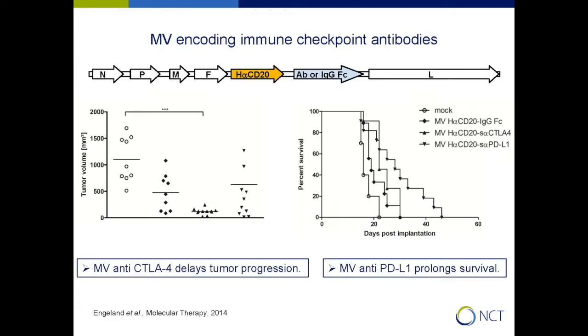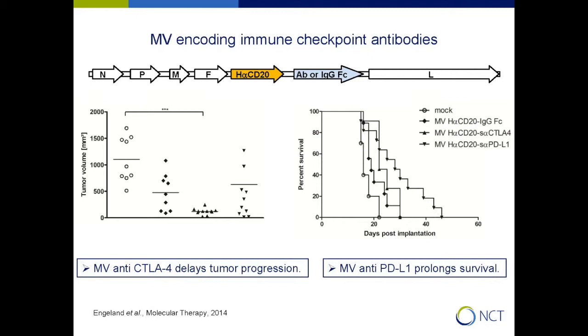Next, we took a different approach and developed measles virus encoding immune checkpoint antibodies. So, antibodies targeting either CTLA-4 or PD-L1. And we studied these in B16 melanoma.